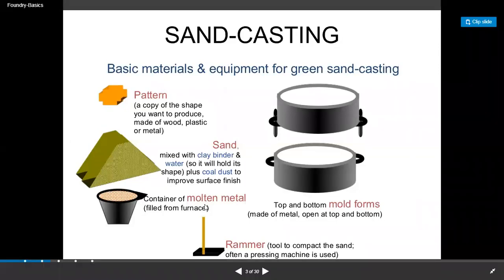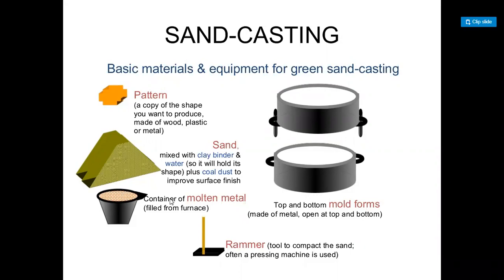So, a container of molten metal filled from the furnace. This is the important part of sand casting, the molten metal. In molten metals, there are different types of metals: iron, aluminum, copper, silicon, lead, bronze, gold, silver, steel, mild steel. So many metals are used in the casting process.